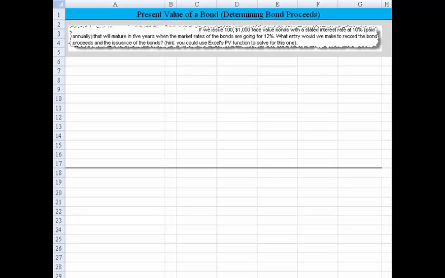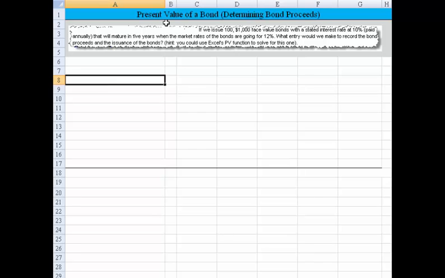If we issue $1,000 face value bonds with a stated interest rate of 10% paid annually, that will mature in 5 years when the market rate for the bonds is 12%, what entry would we make to record the bond proceeds in the issuance of the bonds? And to come up with that entry, I've indicated that we should use Excel's present value function to solve for this one. Okay, let me show how we would do that.